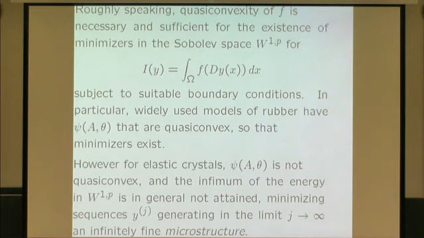infimum of the energy in a suitable Sobolev space is in general not attained, and the minimizing sequences generate in the limit an infinitely fine microstructure. So it's exactly the lack of quasi-convexity that means that the minimum is not attained. To get closer and closer to the minimum energy, you have to introduce finer and finer oscillations in the deformation gradient. So if you like, the fact that the minimization problem does not have a classical solution is what predicts what you see, namely the existence of extremely fine microstructures.